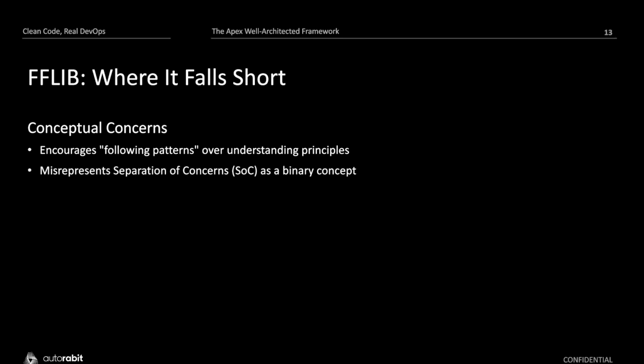It also misrepresents separation of concerns as a binary concept. And what that means is if you actually read the documentation on Trailhead about this framework, it literally says, here are the scenarios where you don't need separation of concerns. And so separation of concerns is not something that exists or doesn't exist. It's not a thing that is there or not there. It's a spectrum. And really, the real term for it is modularity, is how things are coupled, which is coupling, and how related things are close together, which is cohesion. So both coupling and cohesion are spectrums.